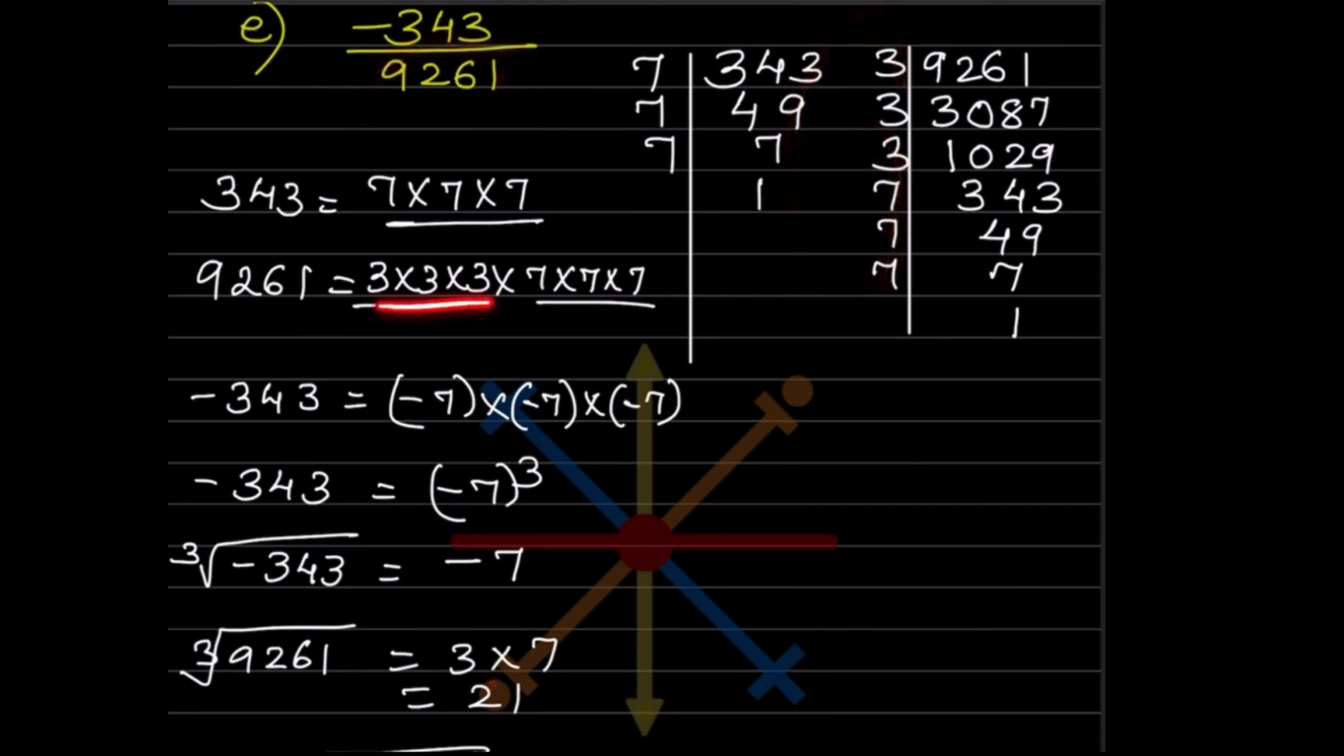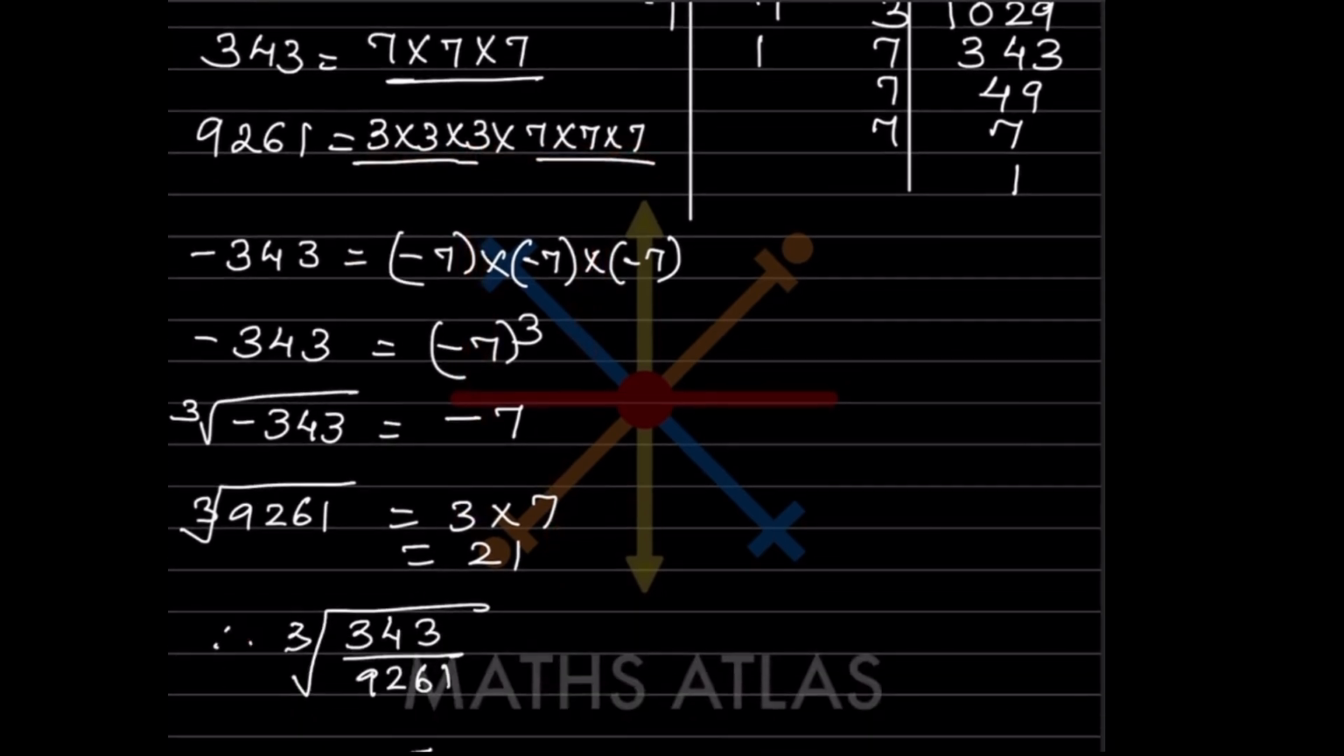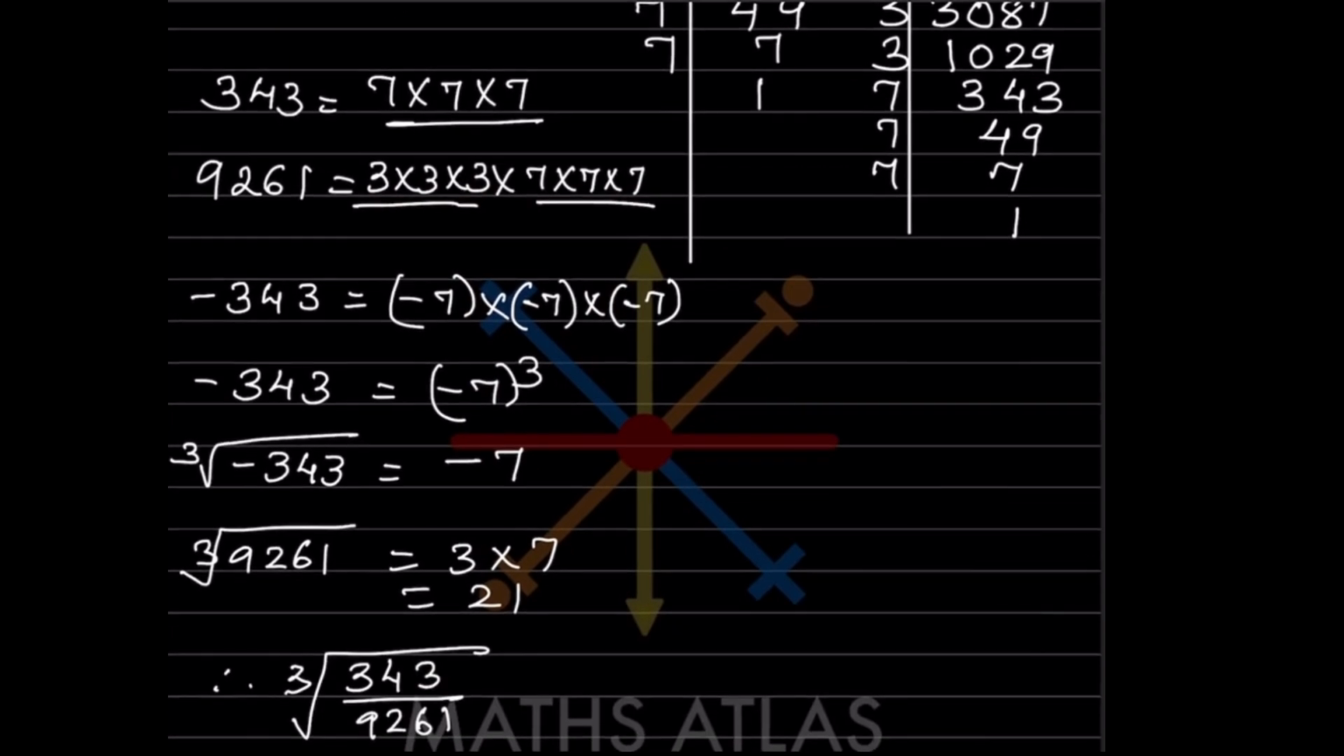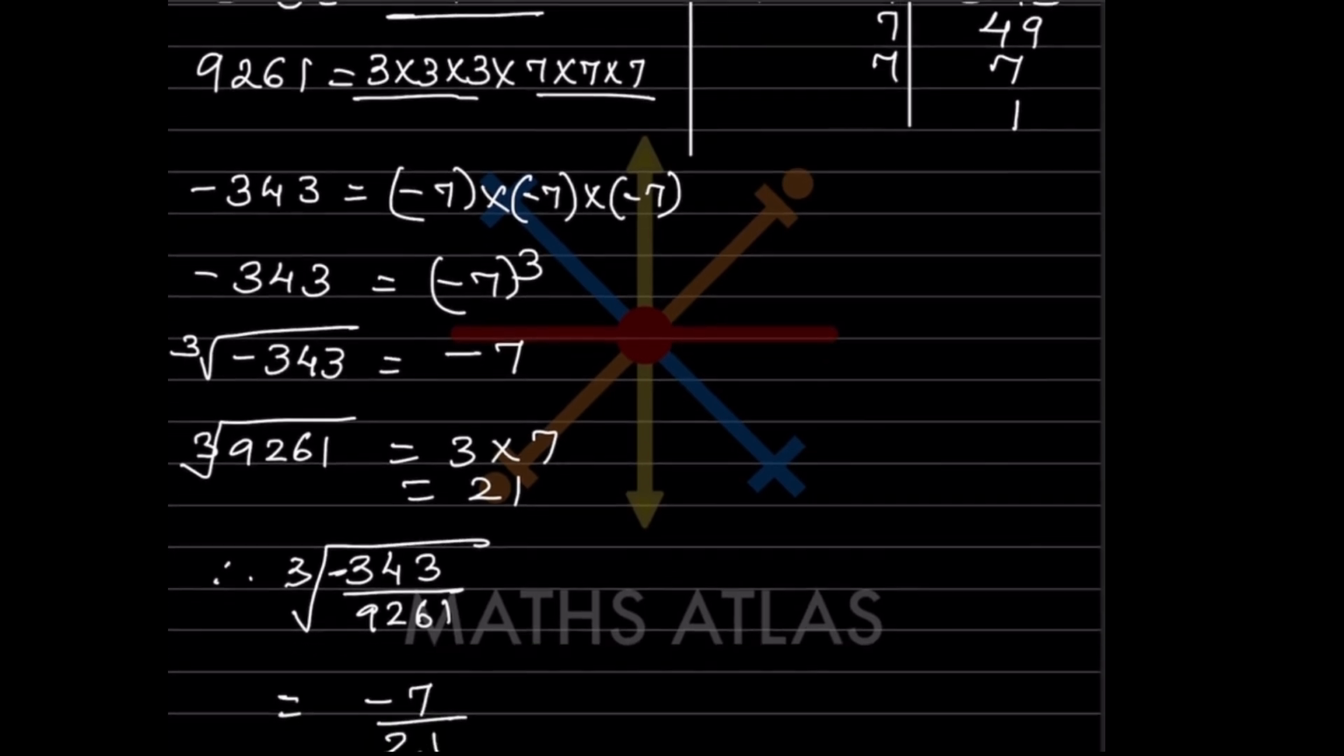So what are we going to do? We did this in pairs. So this we are going to take once and this we are going to take once. So 3 into 7, that is going to be 21. Therefore, the cube root of 343, you can just write here, minus 343 divided by 9261, that is going to be minus 7 divided by 21.